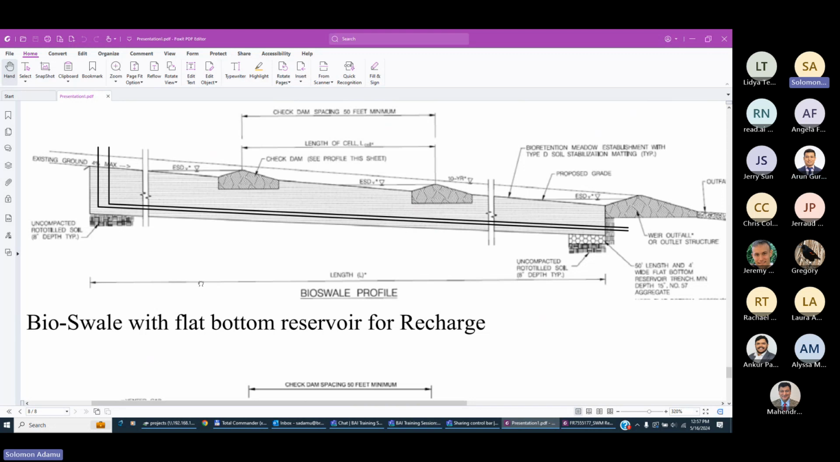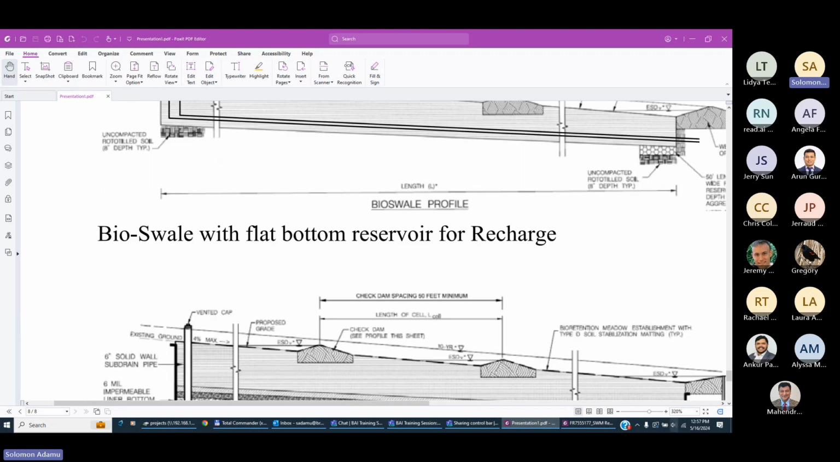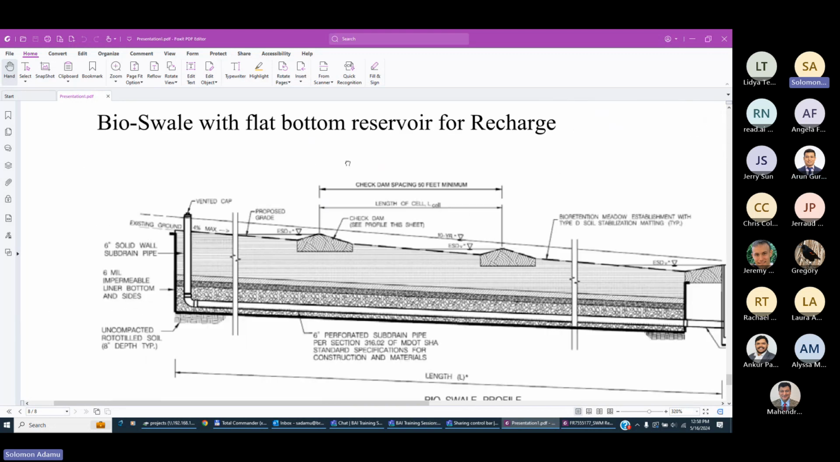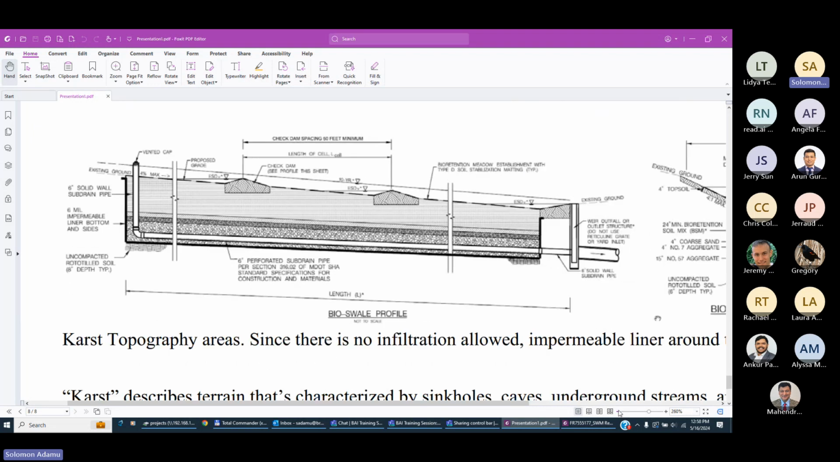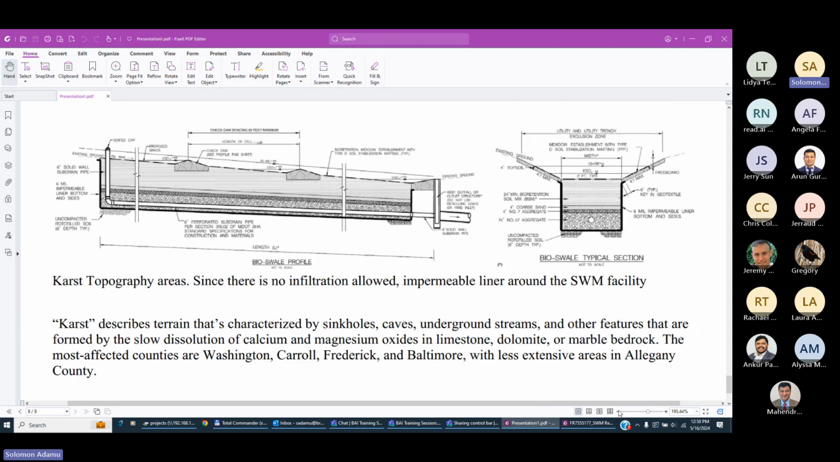Good. I have another example. We have only 3 minutes. Here I tried to mention karst. How do we handle karst areas? I had one project at MD 736.